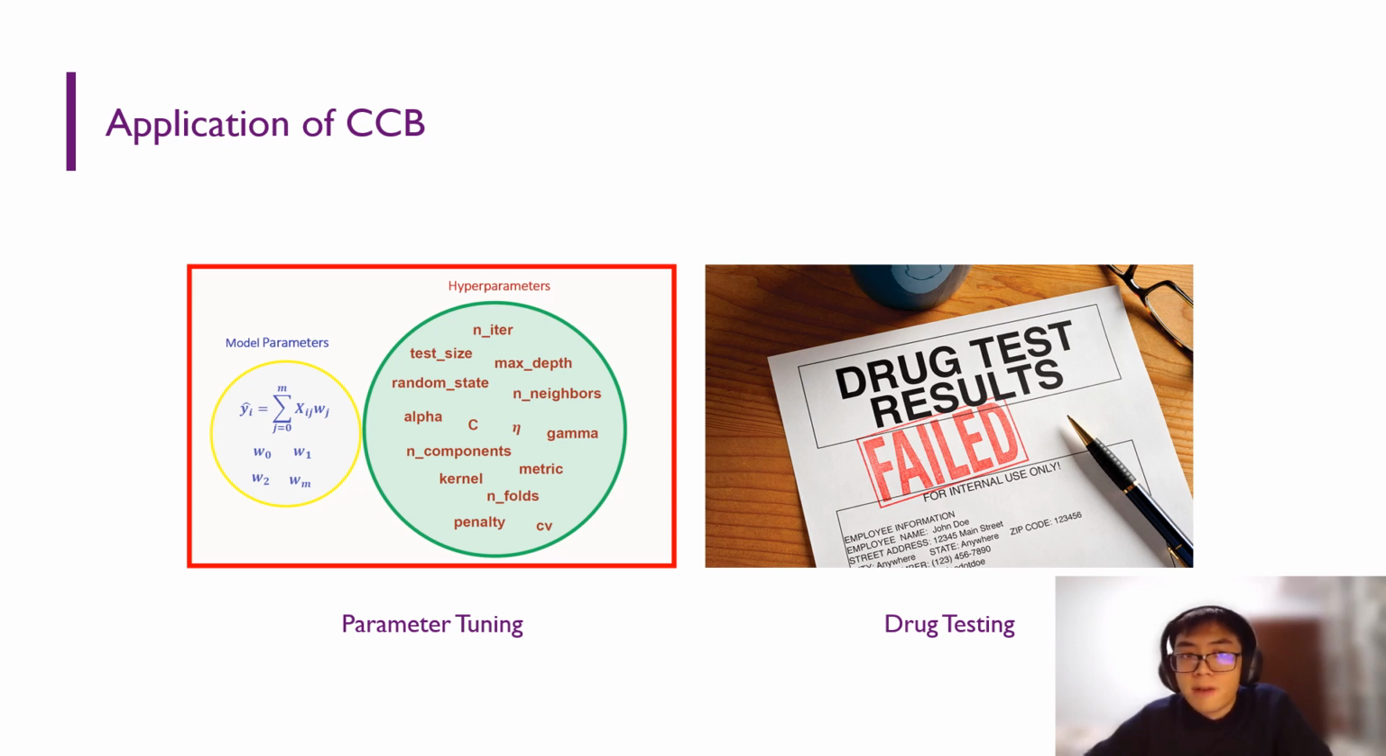Two applications of CCB are parameter tuning and drug testing. In detail, in tuning performance of a large system, one often needs to tune a large number of parameters simultaneously to achieve the best system performance. And in drug testing, a combination of several drugs with a number of possible dosages needs to be tested for the best results.